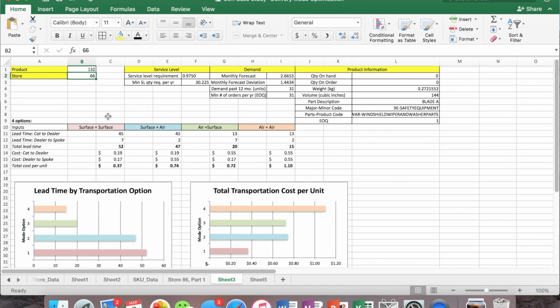So for example, surface plus surface. The first mode is the mode of transportation from Caterpillar to the dealer, and the second is from dealer to the store. And then down here, we have comparisons between each of those 4 pairs of modes. So this graph shows the lead time by transportation option, and this one shows the transportation cost per unit.